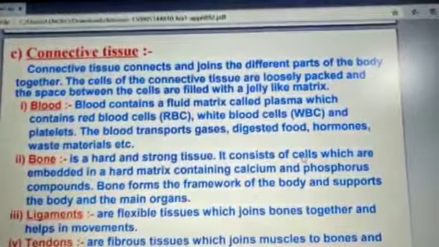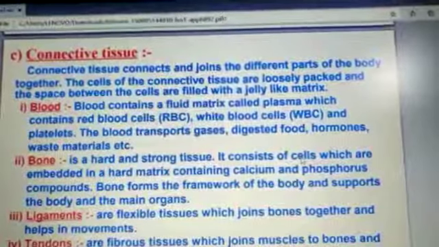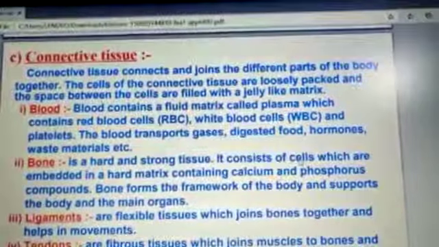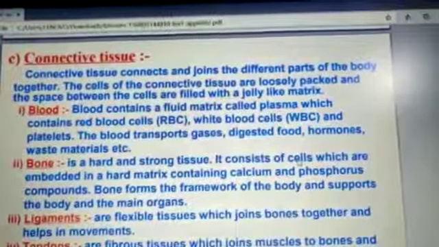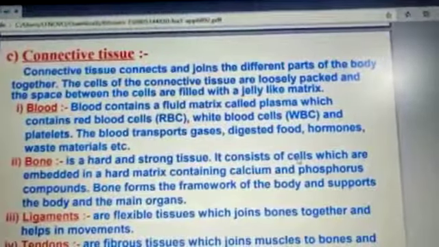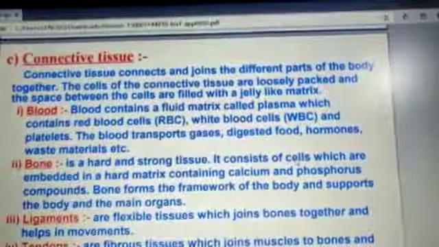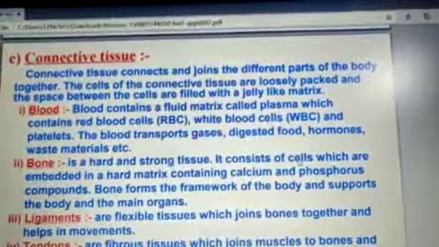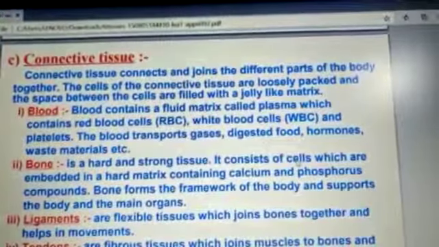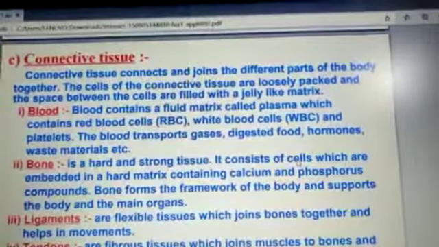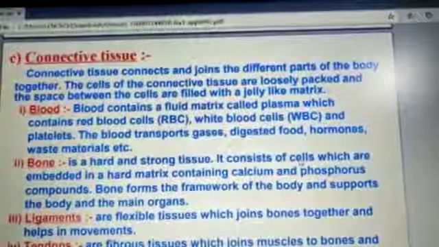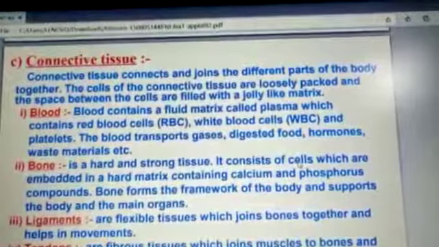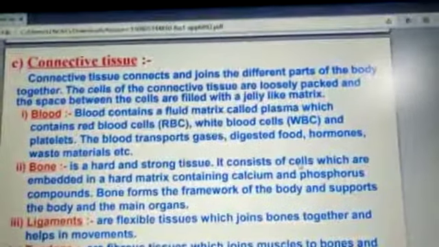Blood: you know very well the components of the blood. There are 4 components of the blood: RBCs, WBCs, platelets and plasma. Blood contains a fluid matrix called plasma. The liquid part of the blood is plasma, which contains RBCs, WBCs and platelets. These are the 3 types of solid cells which are floating in the liquid, that is plasma. The blood transports gases, digested food, hormones and waste material.